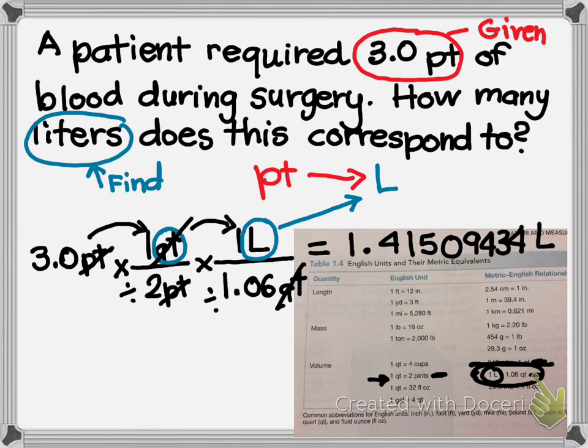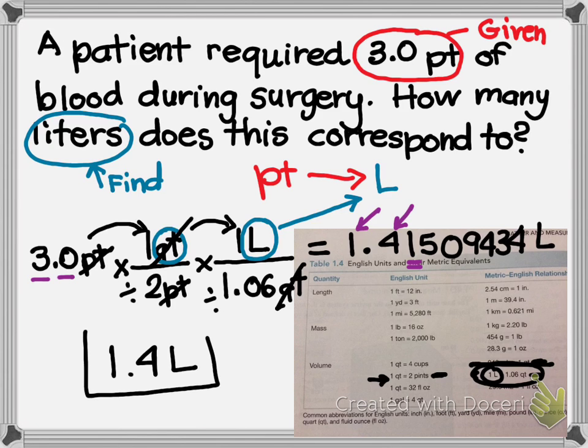I want to look back at what I was given. So this number has 2 significant figures, so I want to keep 2. So there's 1, 2. I'm going to drop off a 1. As long as the first number I'm dropping off is less than 5, I'll keep that last digit the same. And so 3 pints would give me 1.4 liters.